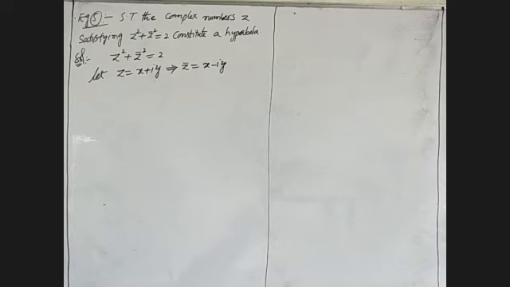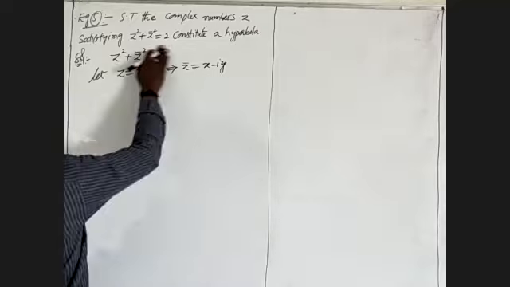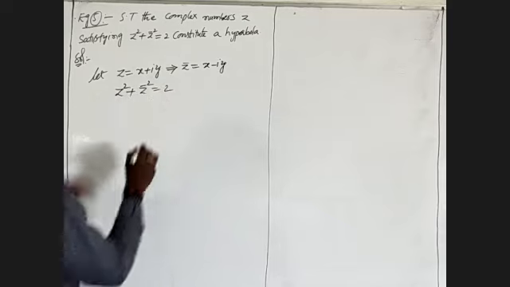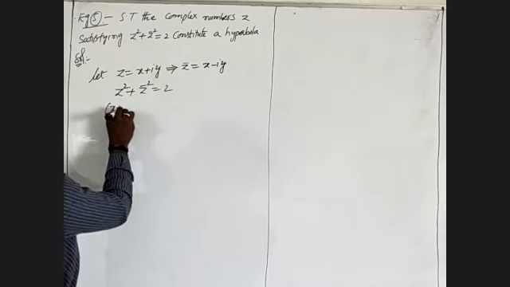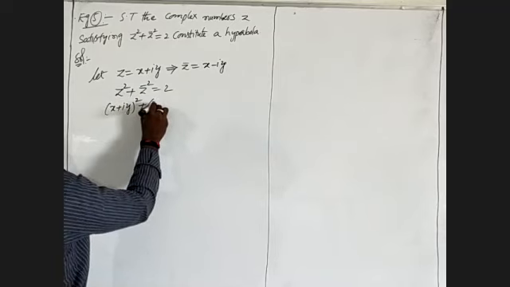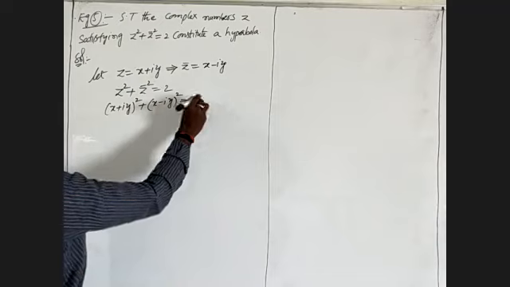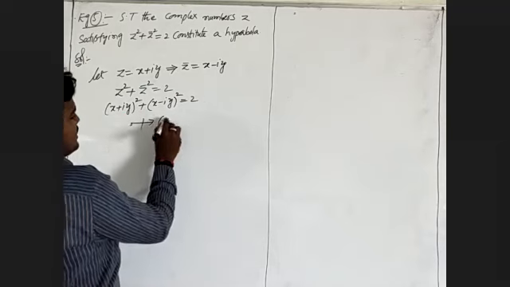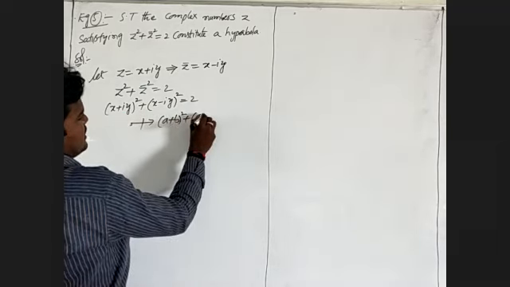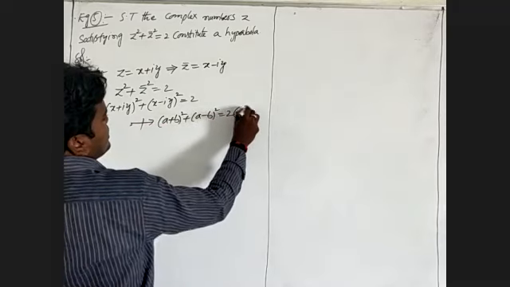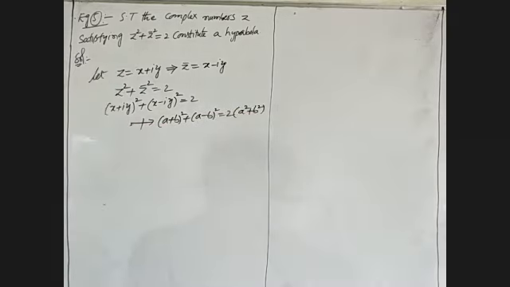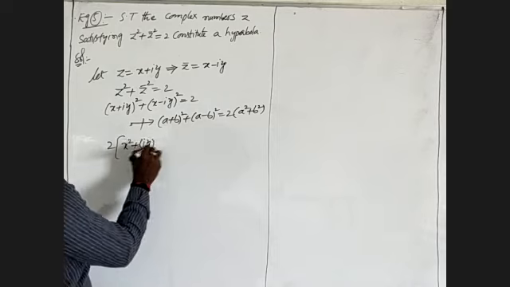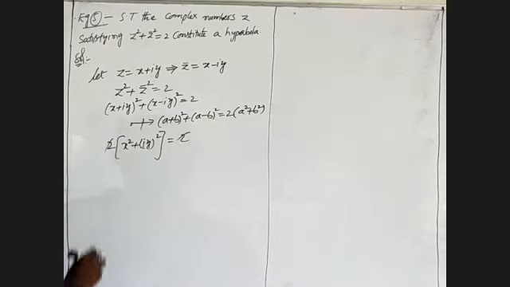Here the given condition is z square plus z bar square is nothing but 2. We have to substitute z with x plus iy, that must be written as x plus iy whole square plus x minus iy whole square is nothing but 2. We have to expand this one. When it is of the form a plus b whole square plus a minus b whole square, it is nothing but 2 into a square plus b square. That is nothing but 2 into x square plus iy whole square is nothing but 2. 2 and 2 will be cancelled.